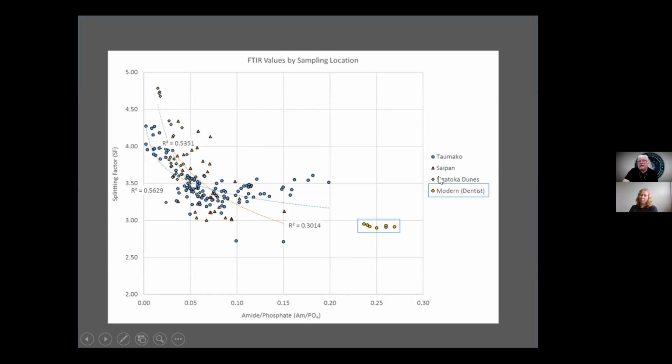And so if we look at the samples here and the samples that are potentially the best preserved here, these Taumako samples, which are potentially only about 350 to about 700 years old, tend to have a lot more of the collagen that's remnant or that's left in them. The Saipan samples buried in the calcareous dune area of the Mariana Islands have a lot less of the collagen in them, and they have this higher splitting factor, this greater reorganization of the crystals.